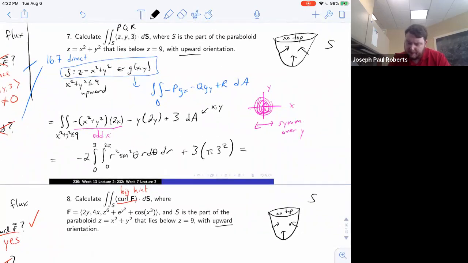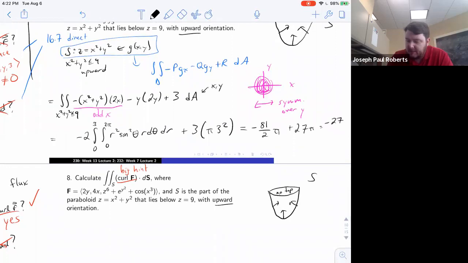So you end up getting r to the 4th over 4, so 81 fourths times 2 is minus 81 halves. The integral from 0 to 2 pi of sine squared, you could go through and do the double angle formula. We've done that 100 times, or just that integral from 0 to 2 pi of sine squared theta is pi. So I'm going to get minus 81 halves pi plus 27 pi, which if you care to simplify that is 54 minus 81, negative 27 halves pi. Yep, and that's the right answer.